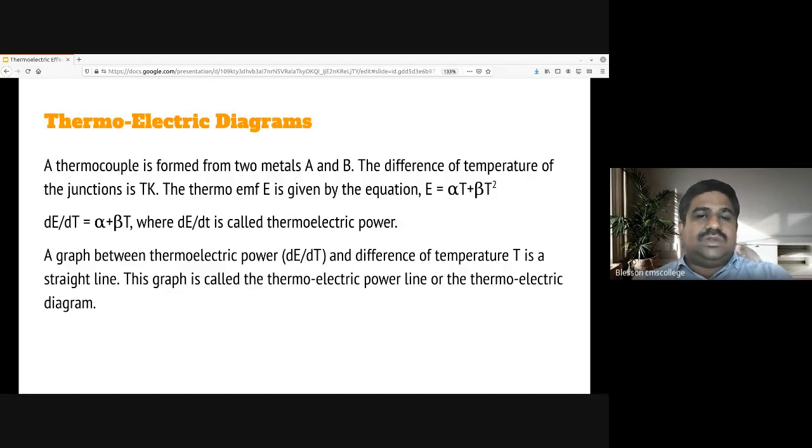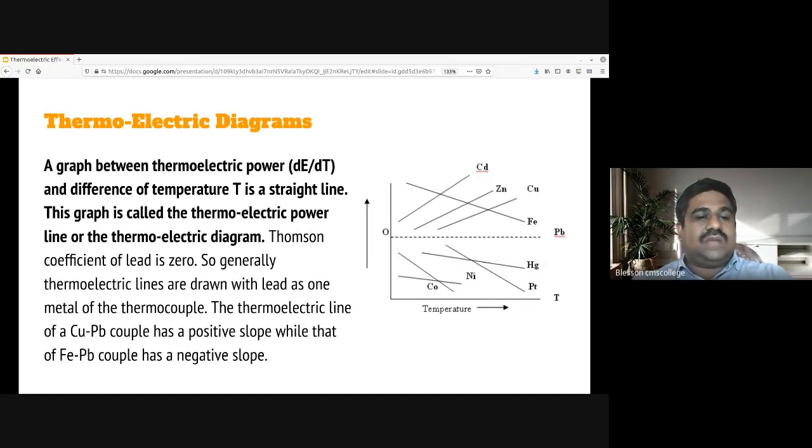Now we will discuss the thermoelectric diagram. A thermocouple is formed of A and B, and we have the equation E is equal to alpha T plus beta T square, and we have thermoelectric power, or the Seebeck coefficient, dE by dT is equal to alpha plus beta T. If we plot a graph between thermoelectric power dE by dT and T, the temperature difference, it is a straight line, and this graph is called the thermoelectric power line or the thermoelectric diagram.